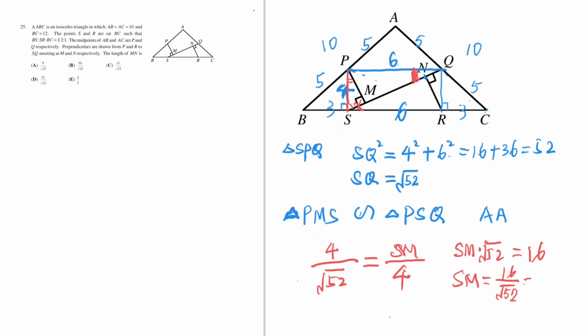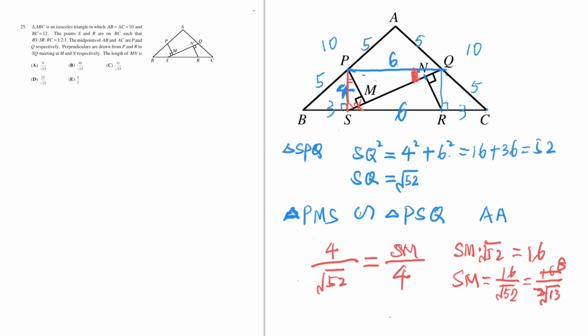Simplify the 52: that's root of 4 times 13. So we can factor out the 4, that's the 2, and the inside is 13. We cancel 2, that's 8. So 8 over root 13, that's SM.